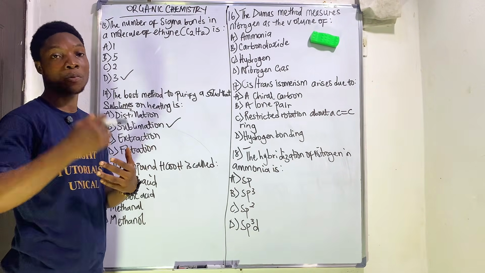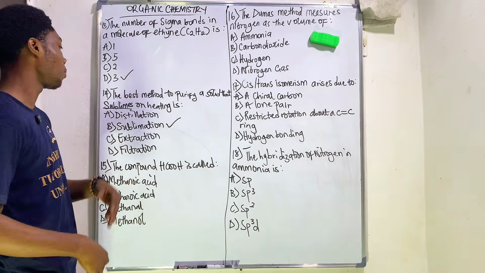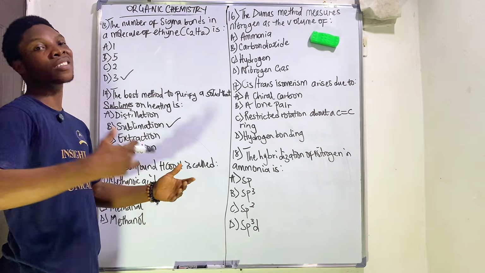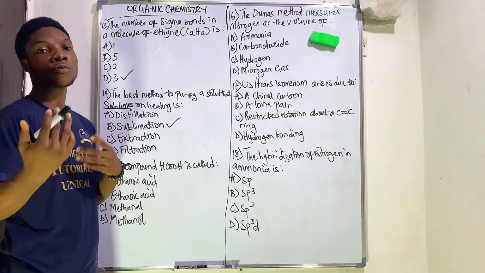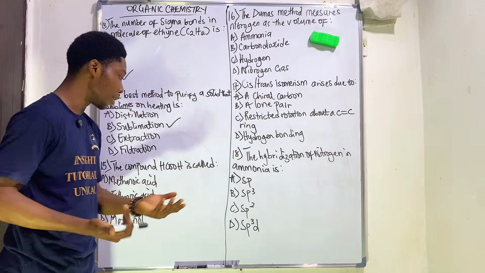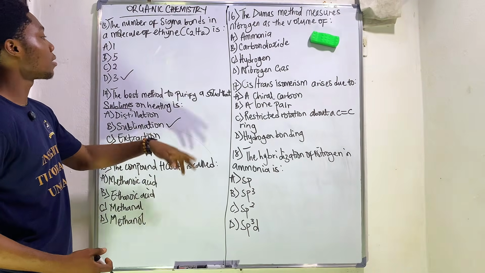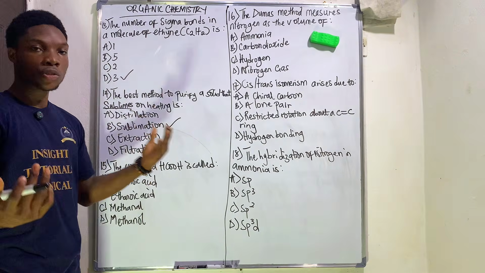Distillation, we know that is to separate two miscible liquids with different boiling points. Extraction is for extracting solvents from a solute, right? Now, filtration is for removing an insoluble solute from a solvent, right? So the best method to purify a solid that sublimes is sublimation.